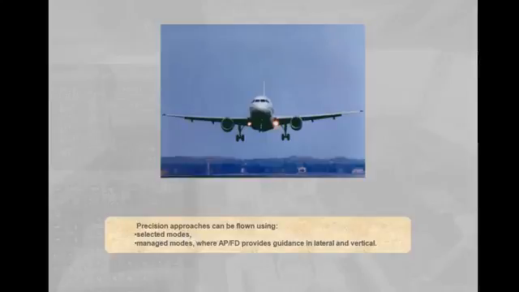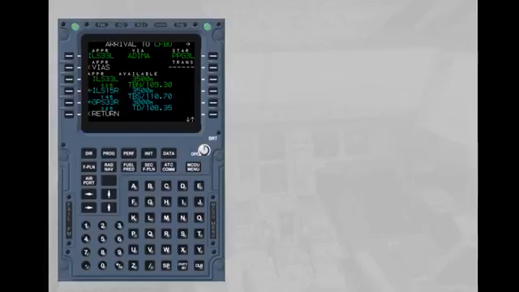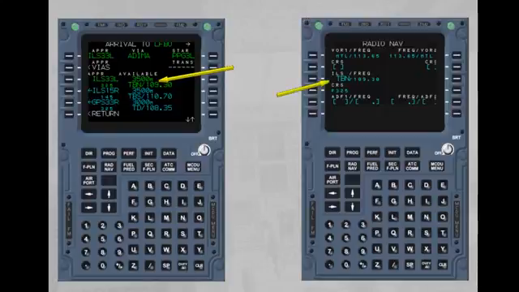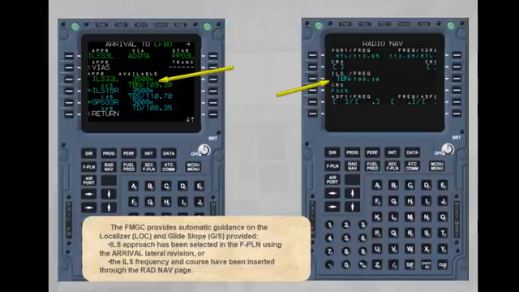Precision approaches can be flown using selected modes or managed modes, where autopilot flight director provides guidance in lateral and vertical. The FMGC provides automatic guidance on the localizer and glide slope, provided ILS approach has been selected in the flight plan using the arrival lateral revision, or the ILS frequency and course have been inserted through the radio navigation page.